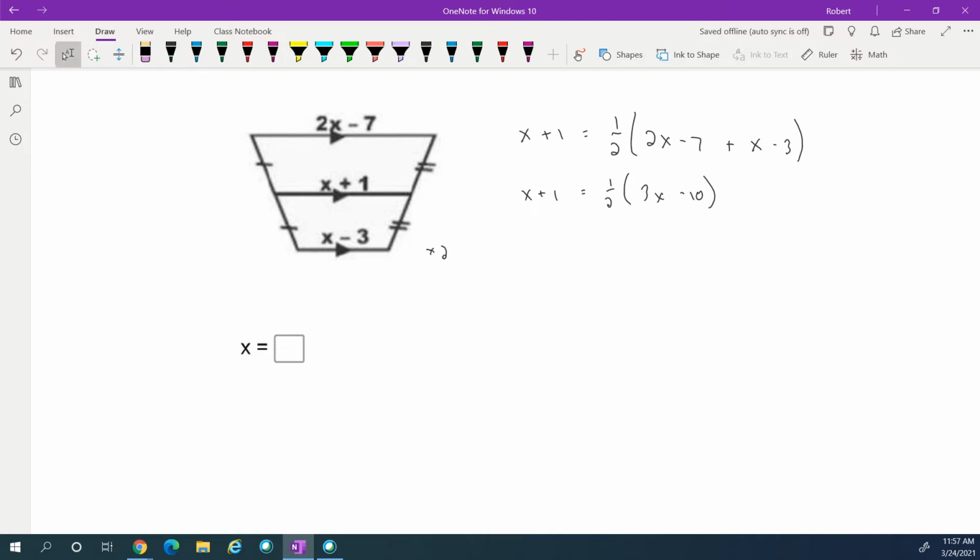So if we multiply by 2, we're going to treat this like it's in parentheses. Right, so that's our multiply by 2 option, multiplied by the denominator. So that's one approach. 2x plus 2, 3x minus 10, and we get x equals 12.